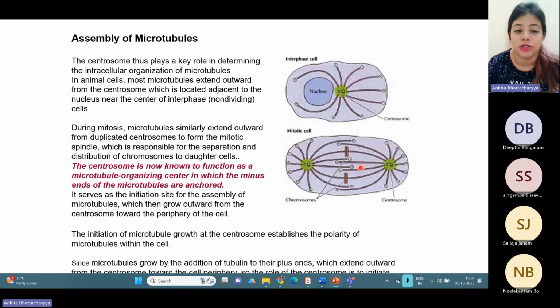Now the centrosome functions as a microtubule organizing center, in which the minus ends of the microtubules are initially anchored. And it serves as the initiation site for assembly of microtubules. They grow outwards from the centrosome towards the cell periphery. And this initiation of microtubule assembly at the centrosome helps in establishing the polarity that we talked about.